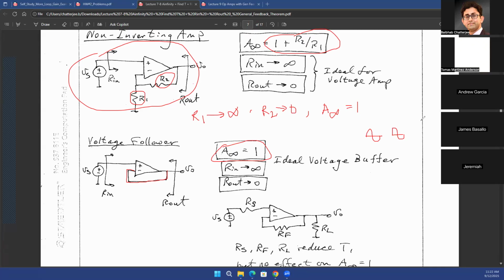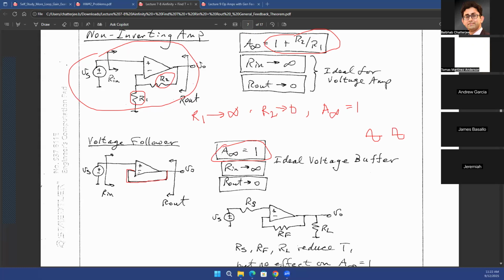For an ideal voltage source, yes, it will always drive any load. But for a non-ideal voltage source, and you can model a part of your circuit as a non-ideal voltage source, you may see it's not capable of driving a particular amount of load. The voltage follower is used when the source does not have enough driving capability to drive a large load.